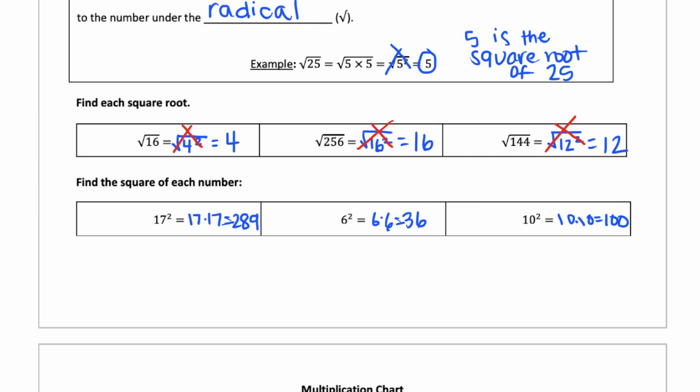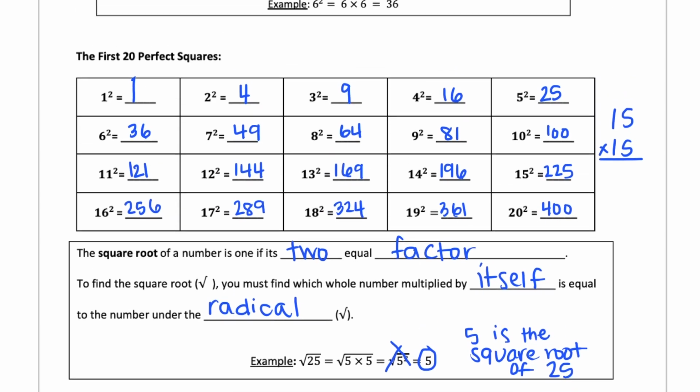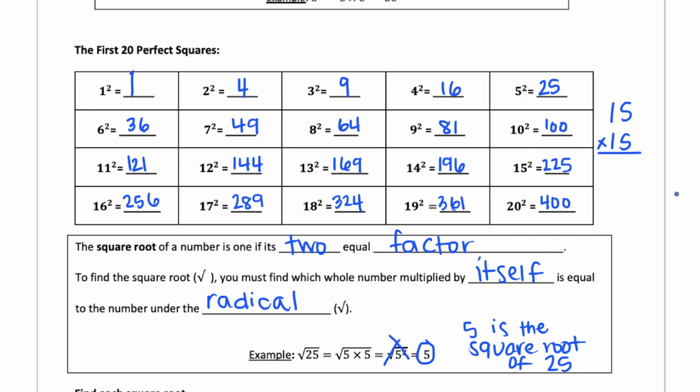So there's your examples. Make sure that you have all of those perfect squares written down correctly so that you have somewhere to study off of them.